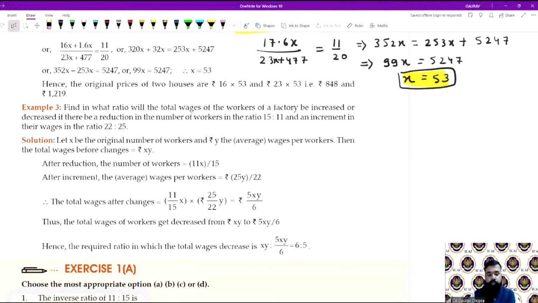Now the third one. Third one is again a tricky question. It requires some of the tricks. So let us understand. Find in what ratio will the total wages of workers of a factory be increased or decreased if there be a reduction in the number of workers in the ratio of 15:11 and increment in their wages in the ratio of 22:25.